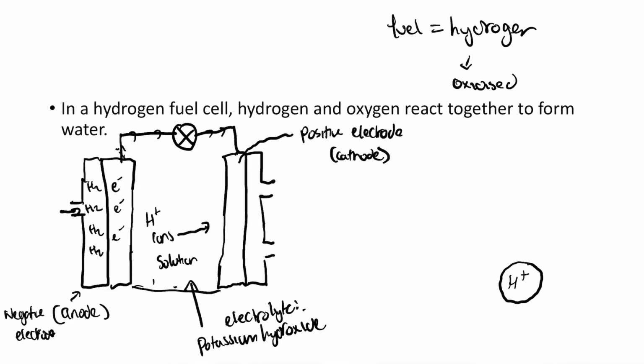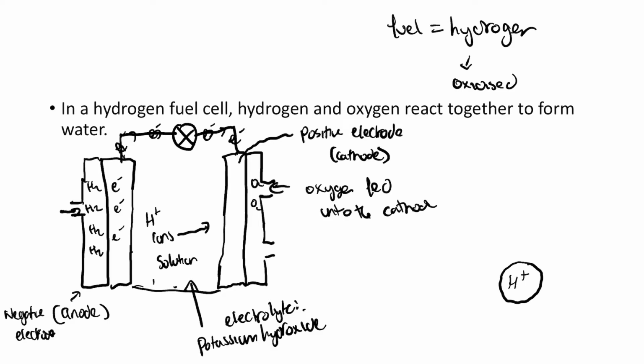So these electrons are flowing through the circuit to the positive electrode. Because they're negatively charged, they're going to be attracted to the positive electrode, and therefore they are going to move to the positive electrode. Now, what happens at the positive electrode is that oxygen is fed into the cathode, or the positive electrode.